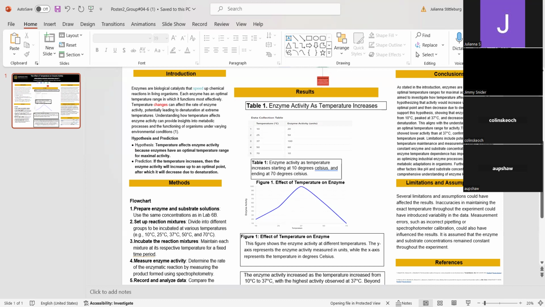Limitations and assumptions. Several limitations and assumptions could have affected the results. Inaccuracies in maintaining the exact temperature throughout the experiment could have introduced variability in the data. Measurement errors such as incorrect pipetting or spectrophotometer calibration could have also influenced the results. It is assumed that the enzyme and substrate concentrations remain constant throughout the experiment.